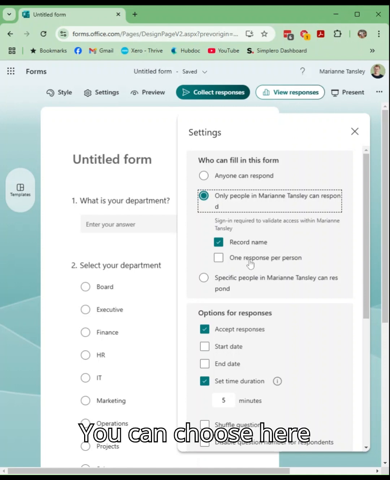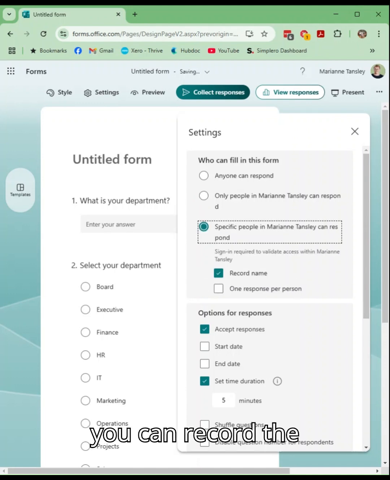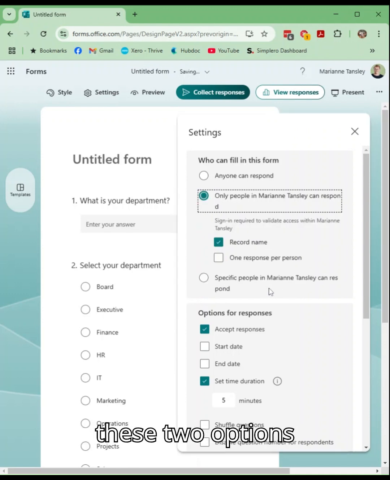You can choose here to make it so that it's one response per person as well, or you can record the name. And then here we can also choose, you can drill it right down to specific people, and that will be people that you actually choose individually or as a group or a team. But these two options mean that only people inside your organization can respond. Great way to restrict access and keep things secure.